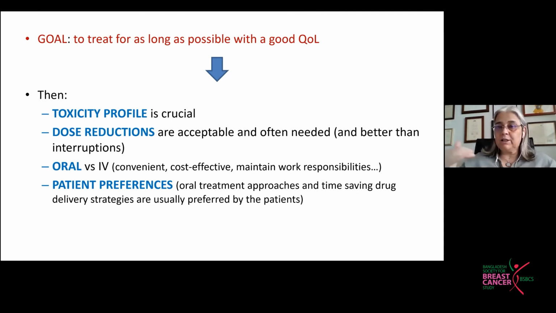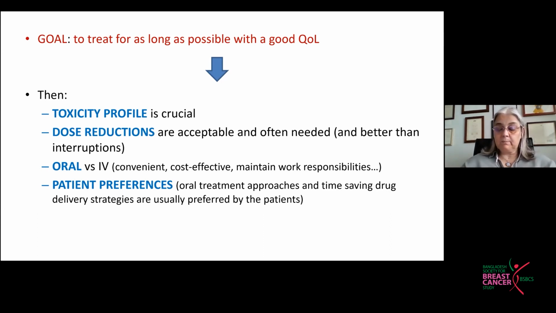You do not need to use the dose that is registered, not even most of the time, the 2000 milligrams per square meter. You should adjust until you have almost no hand-foot syndrome, and that's the good dose for that patient. Also prefer oral drugs. They are more convenient, cost-effective, allow the patient to keep on working, and again, discuss the patient preferences.